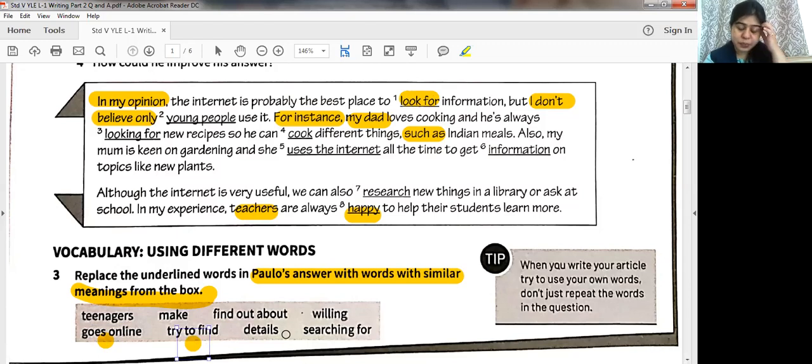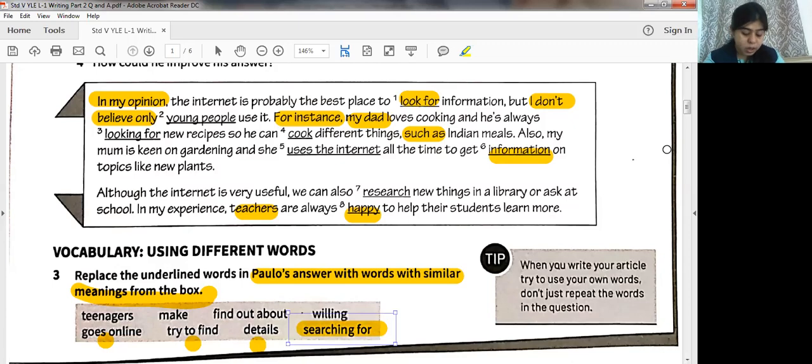Details. Yes, it is number 6. Okay. Information, to get detail on the topics. So it is number 6. And last, searching for. It is number 3. Looking for. So when you build this vocabulary, students, it can really help you to bring about an improvement in your writing skills as well as in your communication.